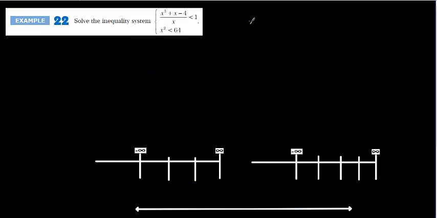Now in this question, while I'm solving this inequality, I have to make the standard forms first. As you see here, these are not in standard form, and this is not in standard form. So the standard form of this one should be x squared plus x minus 4 over x minus 1 is less than 0. For the second one, x squared minus 64 is less than 0. Okay, so I'm going to solve these two inequalities.